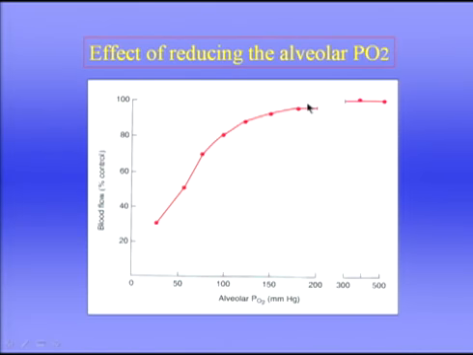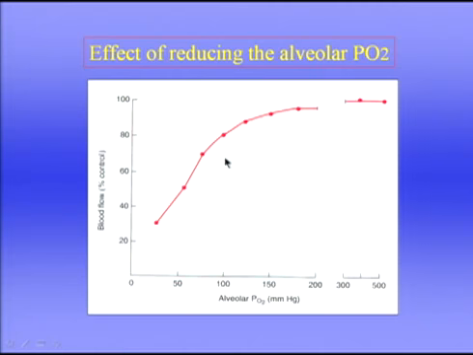So resistance doesn't change much up here, but notice that when we start to reduce the alveolar PO2 below 100, particularly when we get down to the 50s, 40s range, 30 or so, there's a big increase in pulmonary vascular resistance caused by this low alveolar PO2. And this phenomenon is called hypoxic pulmonary vasoconstriction.